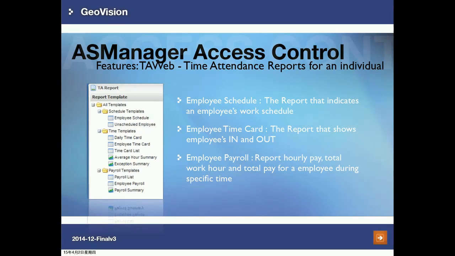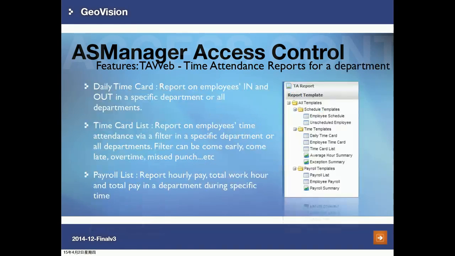You can also do employee payroll. So here you can check their hourly pay, how much their total work hours is, and then how much you have to pay them. Let's say for a particular month, you can calculate the total pay. You can also do daily time card to check the employees in and out for, let's say, a specific department or all the departments. You can also do a time card list.